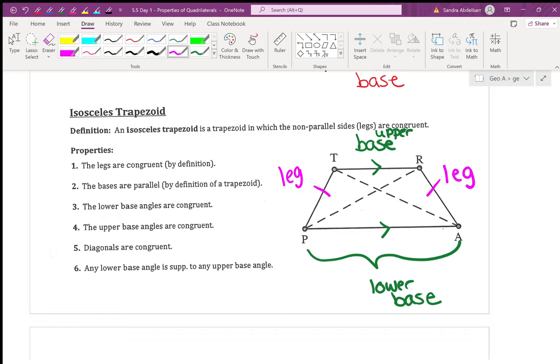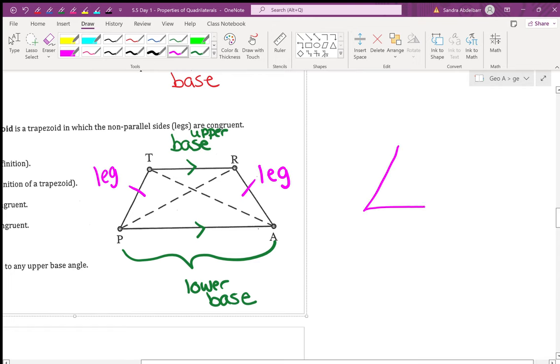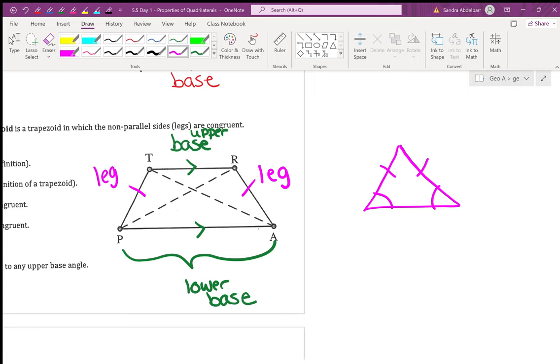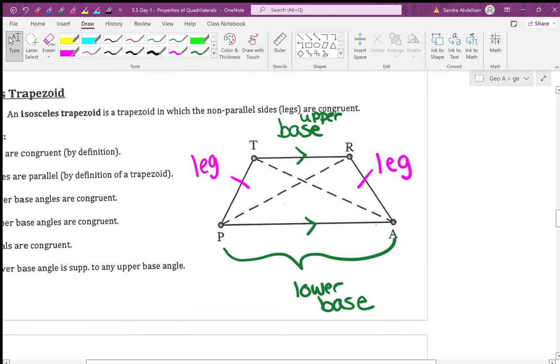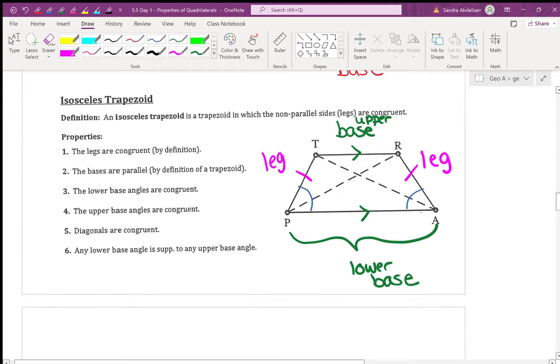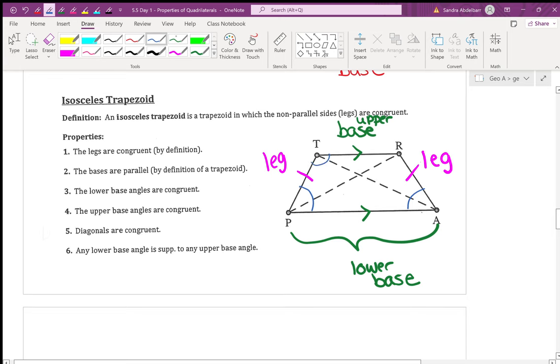And those are called the legs, just like in an isosceles triangle. Do you guys remember in an isosceles triangle how we did legs to base angles? Do y'all remember that? It's the same idea with an isosceles trapezoid. It's legs to base angles, but it's a little bit different this time because how many bases do we have? 2. So we're going to have the big angle P congruent to the big angle A, that's the bottom base, but the top base angles are also congruent. So angle T is congruent to angle R.